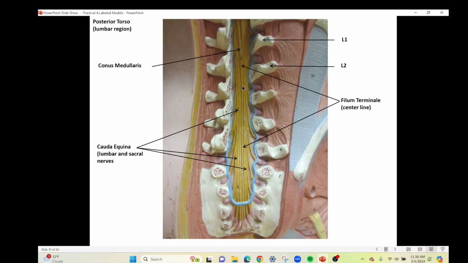Right in the middle, extending down from the conus medullaris, this central line right here, this is going to go all the way down to the coccyx. This is an extension of the pia mater, known as the filum terminale. Now, all of these nerve roots here, plus the filum terminale, collectively form the cauda equina. The literal translation of the cauda equina is the horse's tail. Right? When the anatomists looked at it, they saw all this leash of nerves coming down here. It resembled the back end of a horse's tail.